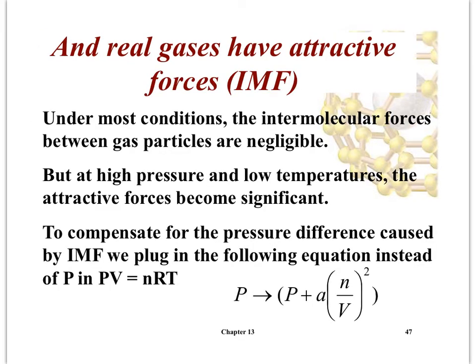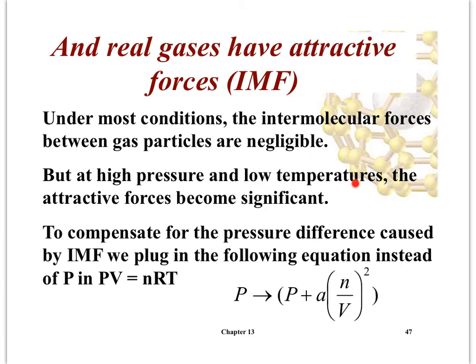The second assumption that KMT makes is that gas particles have no attractive forces, no intermolecular forces between each other. Now, under most conditions, again, that's an okay assumption to make, but there are some times when that fails. In instances when there is high pressure or low temperatures. The reason for that is because if you have high pressure, that means the particles are colliding all the time. And so if they're colliding all the time, that means that they're spending a lot of time next to each other. And so when they're next to each other, then those intermolecular forces become significant.